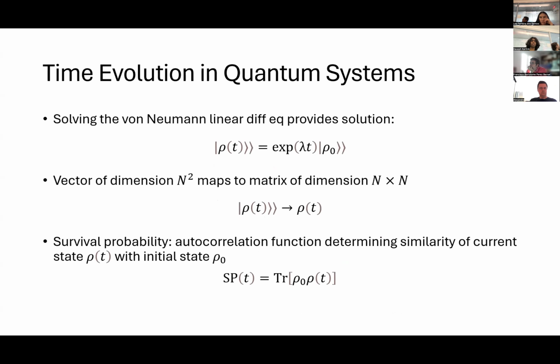Now, the von Neumann equation is a linear differential equation, which we can solve in a straightforward manner, and we end up getting the solution presented above. So we can then take our initial state and multiply it by the exponential function of lambda, and we get our state at time t. The state at time t starts as a vector of dimension n squared, but we can map it to an n by n matrix, and then we get our density matrix as we had in the beginning.